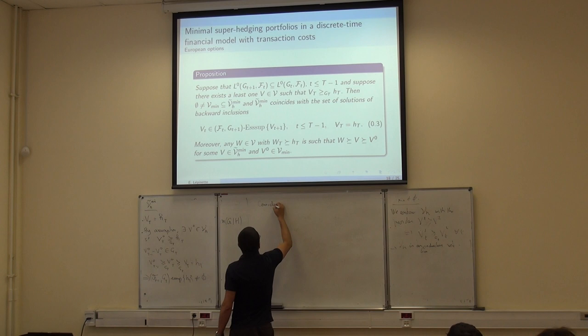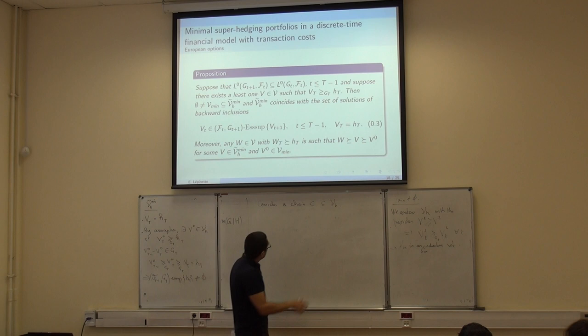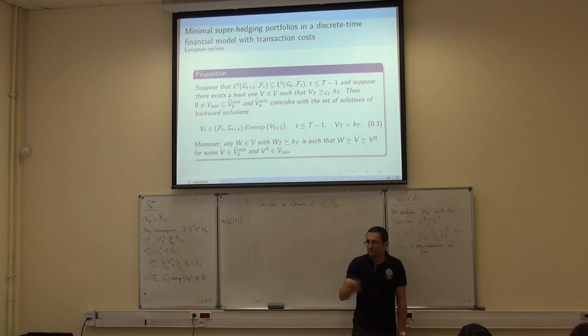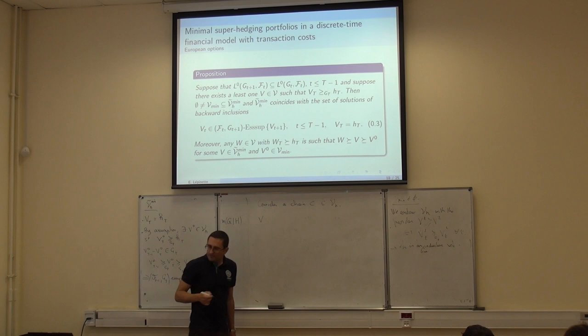Consider a chain C included in an image. This means that all the elements of this chain are comparable. I can't say whether V1 is greater than V2, since probably V2 is greater than V1. So I introduce the following candidate for being the lower bound, because I want minimal elements.